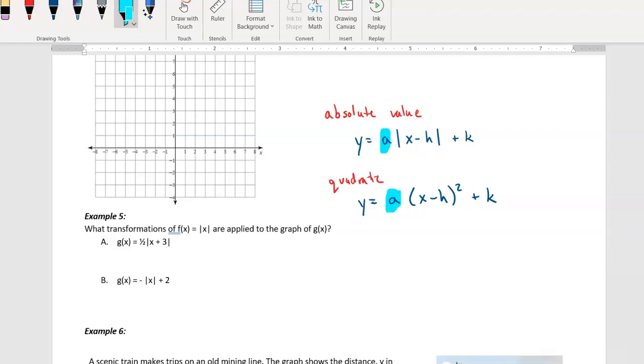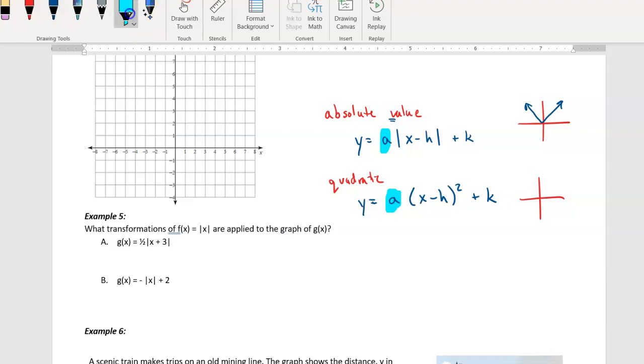So remember, if a is negative, it's going to take our parent function and flip it. By the way, the parent function for this looks like this v. An easy way to remember that is to emphasize the v in value, and you'll remember that it's v-shaped. So if a is negative, it's going to flip it vertically. If a is a number bigger than 1, it's going to stretch it vertically. If a is a number between 0 and 1, it's going to compress it vertically.